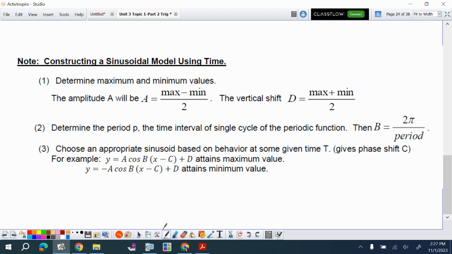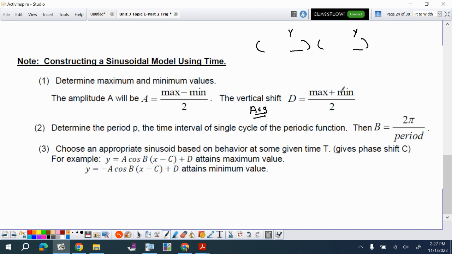Okay, so this is the second part of the video on modeling periodic behavior. Let's quickly review how to construct a sinusoid using the data. To find the maximum and minimum, you will be given 2 points. You have to identify which one is a maximum value and which one is a minimum value, and look at those y values. And to find the amplitude and vertical shift, always remember vertical shift is the average.